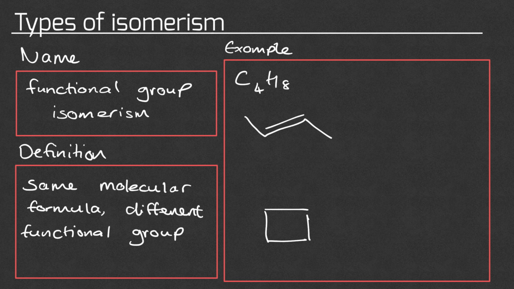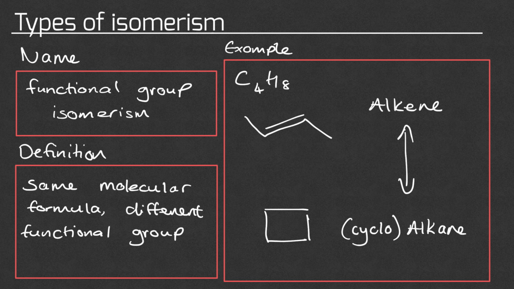molecular formula C4H8. If you think back to the work you did at GCSE, you might think that this molecule has to be an alkene because it's got the molecular formula C4H8, which matches the alkene general formula of CnH2n, but that's not a hard and fast rule. This is a cycloalkane, where it's in a ring, so as long as you've got a ring in that molecule, it'll be a functional group isomer of an alkene. So we can say that alkenes and cycloalkanes are functional group isomers of each other.